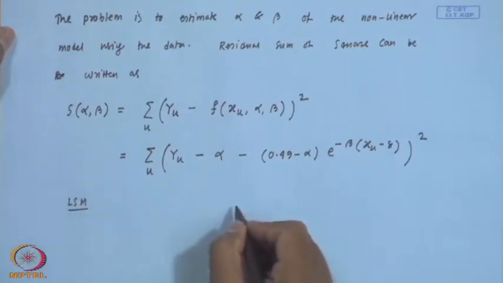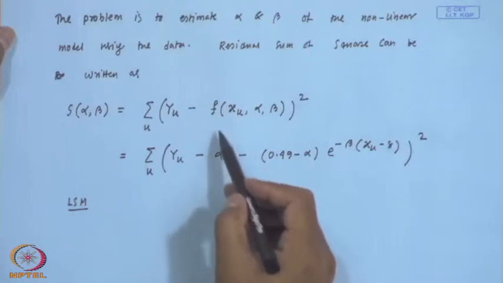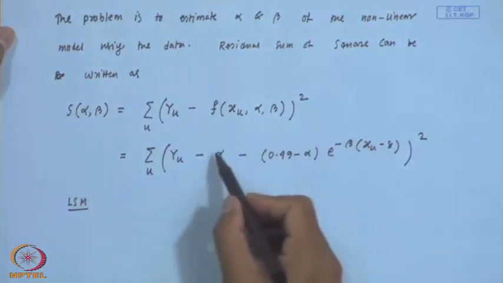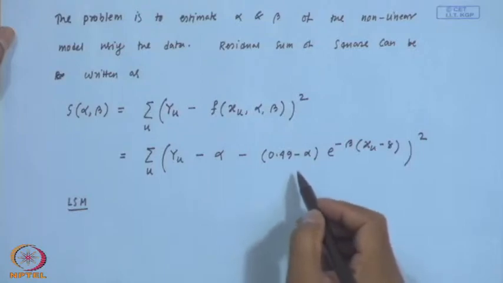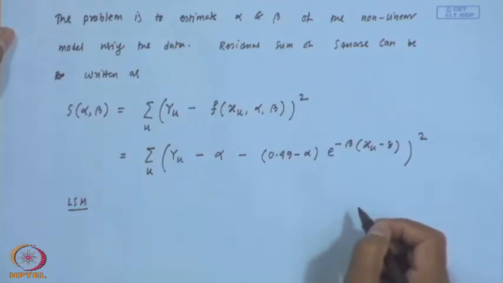Now, since the given function f, or the model, is nonlinear, the normal equations are going to be nonlinear, and it is very difficult to solve a system of nonlinear equations. So, what we have learned in nonlinear estimation is that we approximate this nonlinear function by a Taylor series, that is, by a linear function.